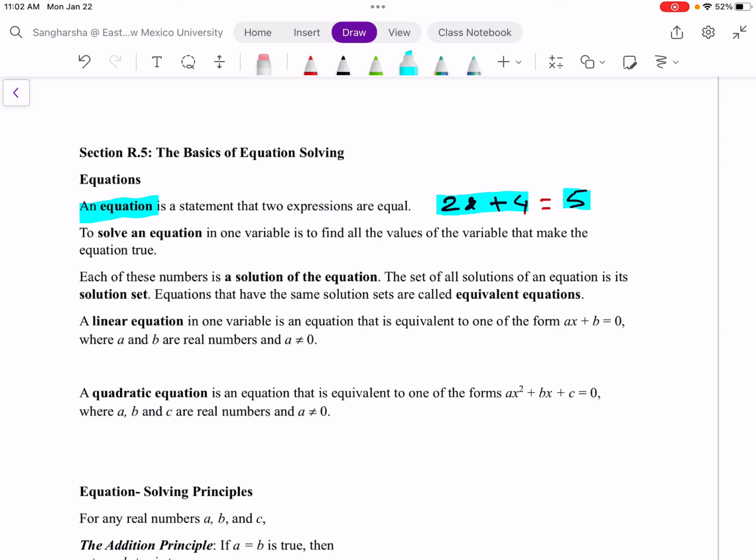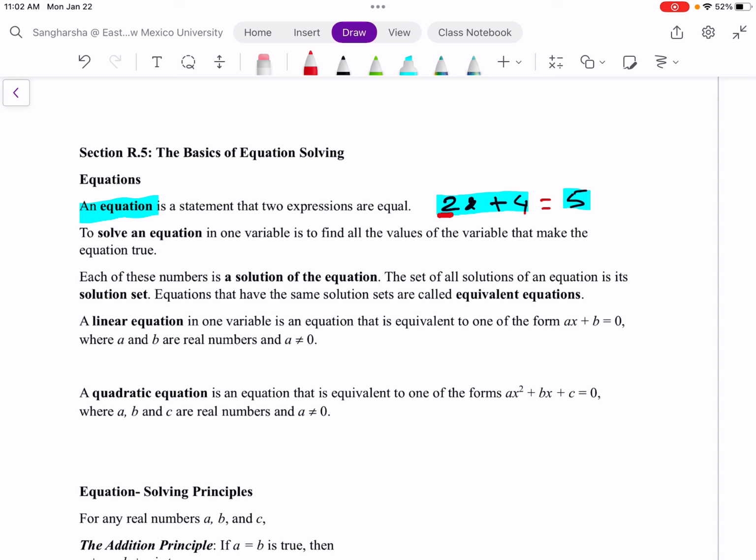Now, what does it mean to solve an equation? Here we have the equation 2x plus 4 equals 5. What is x here? X is the variable, right? 5 is the constant. What do we call this 2? It's a coefficient, right? Now what does it mean to solve this equation? What are we trying to find here?